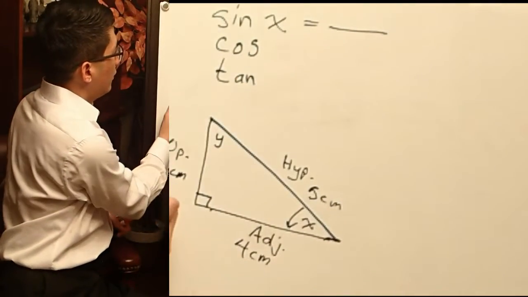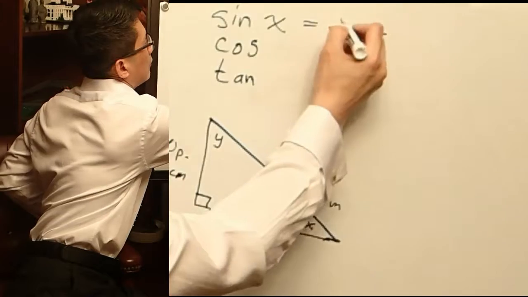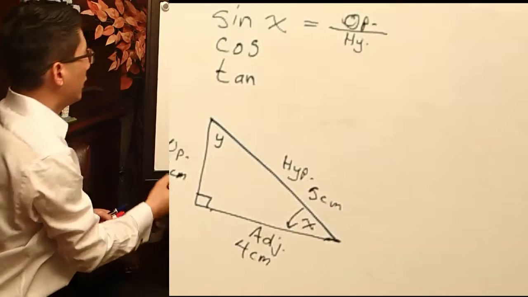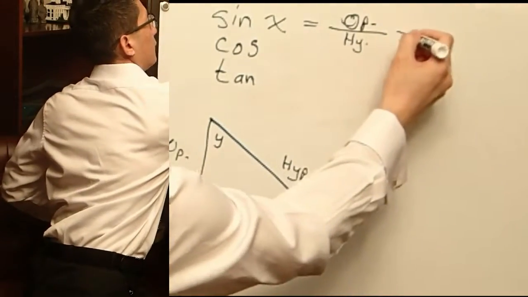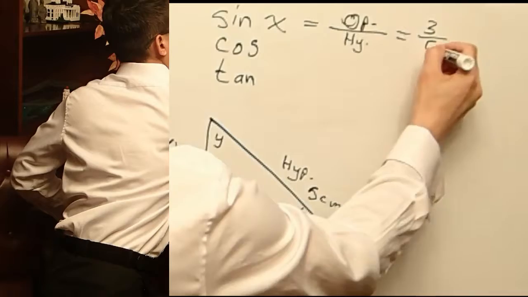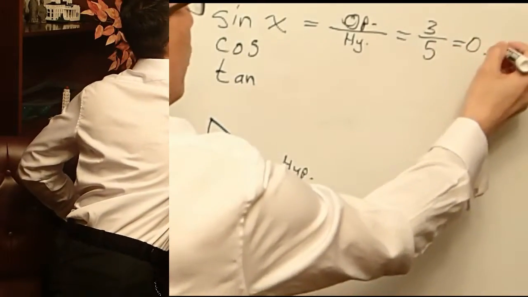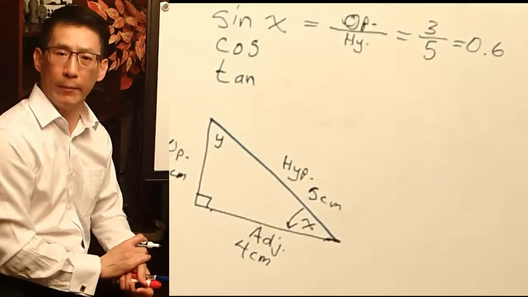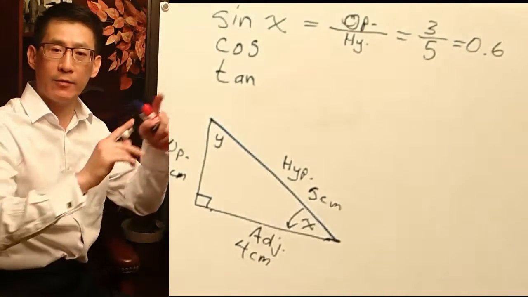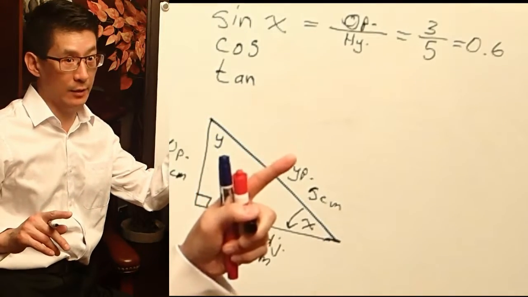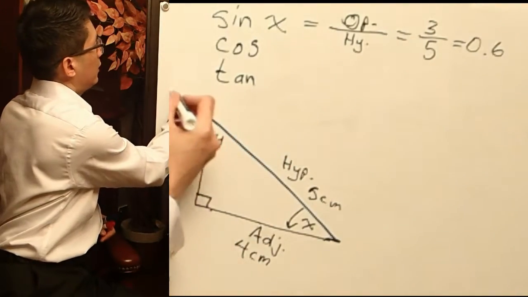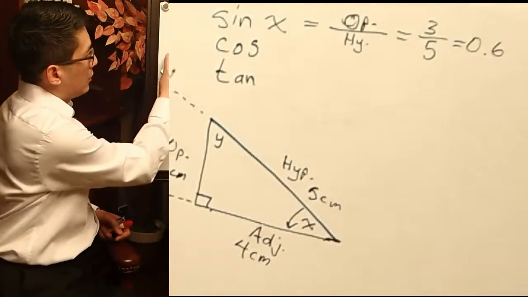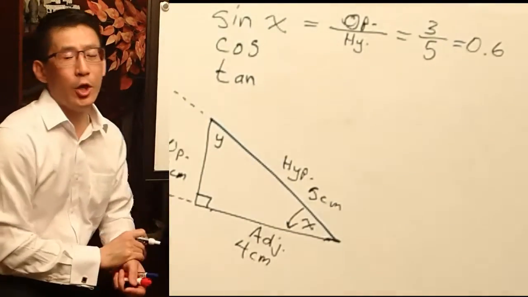Sine x is now the length of the opposite side over the hypotenuse, which is 3 over 5. So we have 3 centimeters divided by 5 centimeters, which equals 0.6. People often ask me at this point, what happens if we make the triangle bigger? Now the lengths are different, so is sine different? For example, if we make this triangle bigger, does that change opposite divided by hypotenuse?